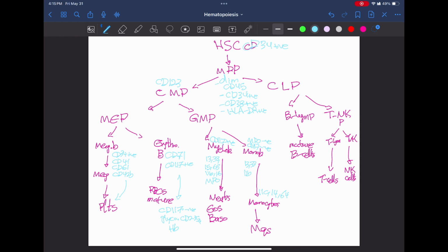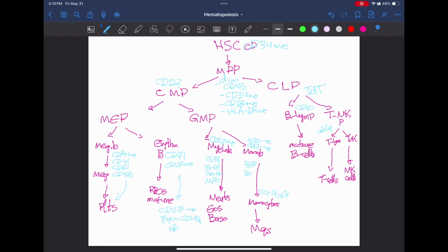Now, when we go to the common lymphoid progenitors, these can be dim CD45, they are CD34 positive, CD38 positive, HLA-DR can be positive in these. A common marker that is positive in both B lymphoid as well as T lymphoid progenitors is TDT. So TDT is a marker of immaturity. Another marker of immaturity in B lymphoblasts is CD10. And for T lymphoblasts, a common marker of immaturity is CD1A.